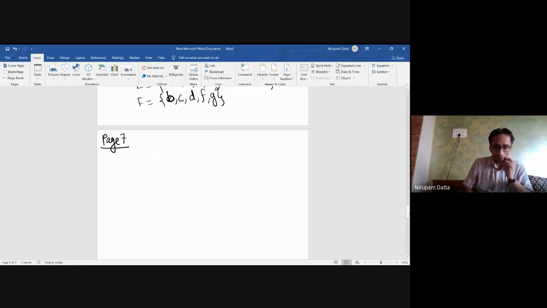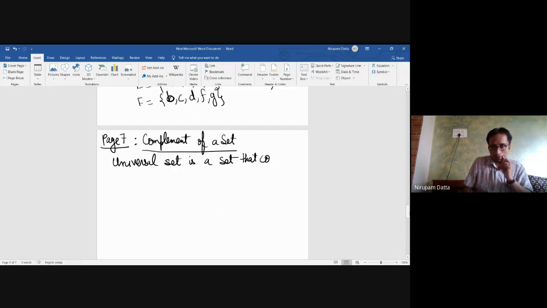So, lastly, there is one more operation that we carry between two sets, that is the complement of a set. Before we go for the complement of a set, we have to define a universal set. So a universal set is a set that contains all the elements. So this is the definition.